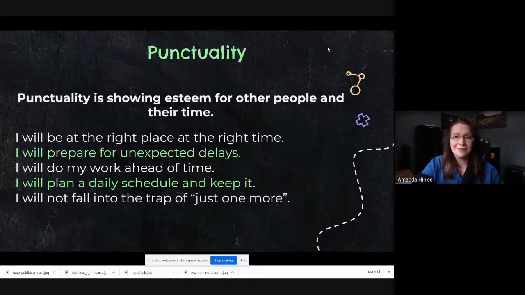Punctuality is showing esteem for other people and their time. I will be at the right place at the right time. I will prepare for unexpected delays. I will do my work ahead of time. I will plan a daily schedule and keep it. And I will not fall into the trap of just one more.